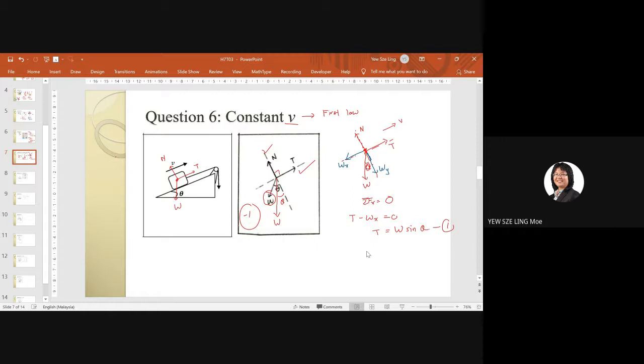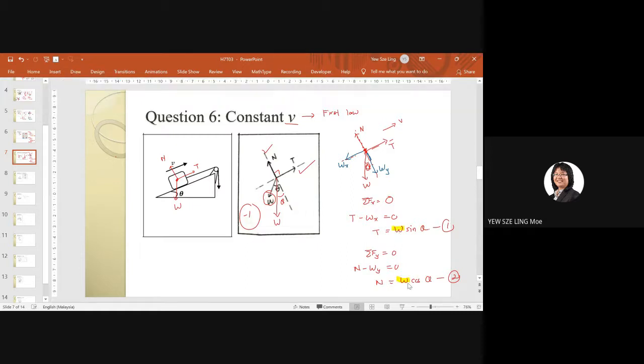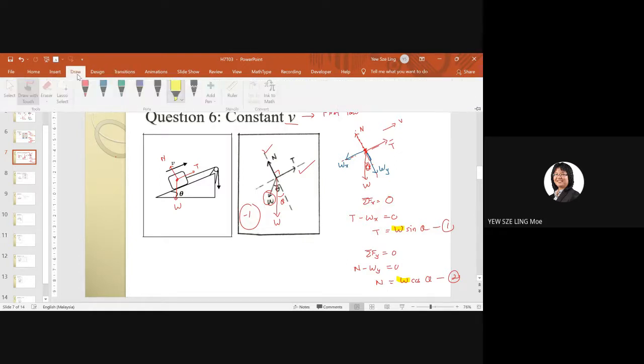And then the second equation, I have summation Fy equals 0. So along the y components, again, what do I have? I have N minus Wy equals 0. Therefore, N is equal to W cos theta. So this is the second equation. You see, usually when we form 2 or more equations, there must be a same variable, so that you can join these 2 equations together and combine both of them.